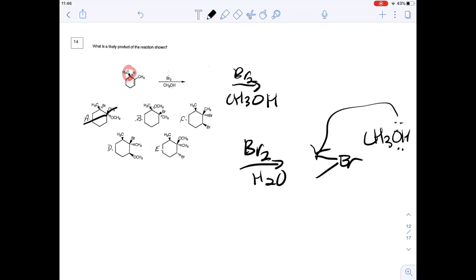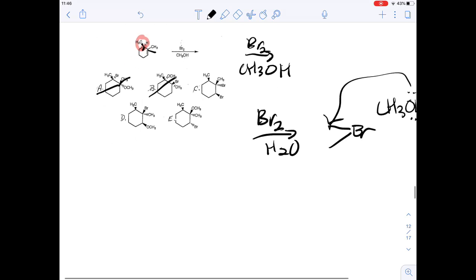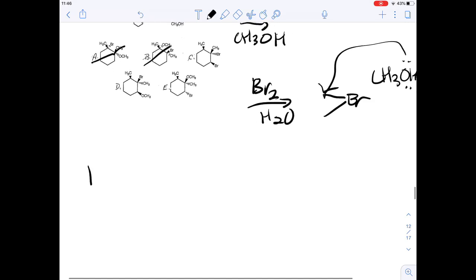So we can eliminate A because the Br is not going to add up there. It's going to only add across this bond. You can eliminate B because, again, there's going to be no shifting and there's no way that the CH3OH would add up here. Okay? And yeah, so you can only eliminate A and B. And you don't even have to do the whole mechanism to figure that part out, okay? So let's get started with the actual mech.